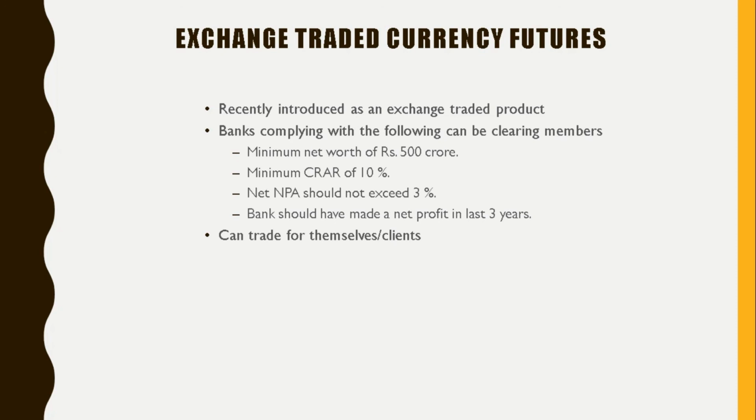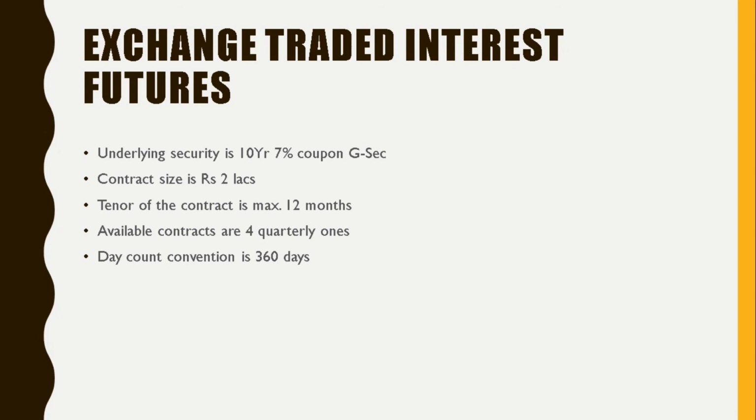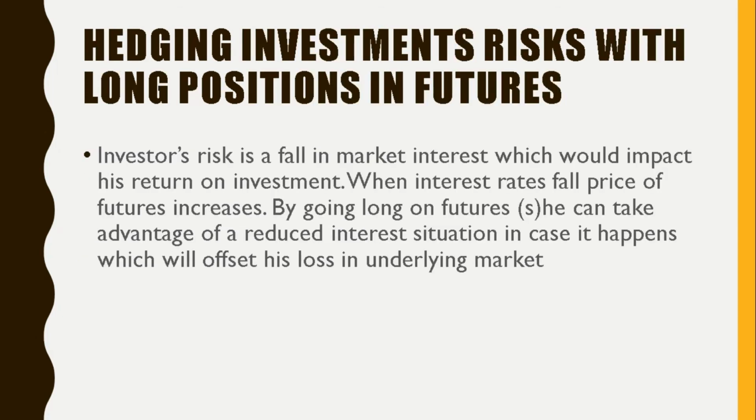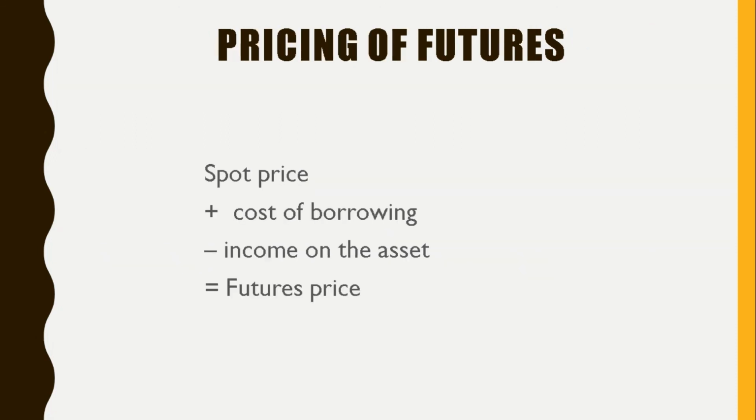Banks complying with the following can be clearing members, and can trade for themselves and the clients. Exchange traded interest future, hedging investment risk with long position in futures. Now, the investor's risk is a fall in market interest rate, which would impact his return on investment. Now, when interest rate falls, prices of futures increase. By going long on futures, he or she can take advantage of the reduced interest situation in case it happens, which will offset his loss in the underlying market. So pricing of future: spot price plus cost of borrowing minus income of the asset is equal to future price.